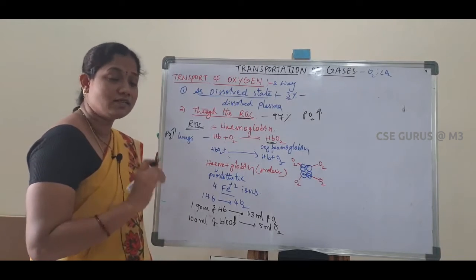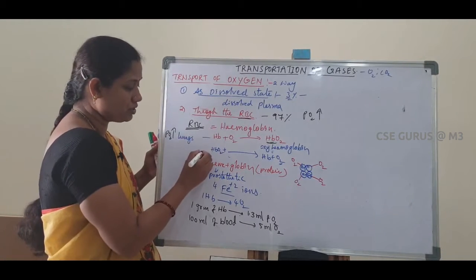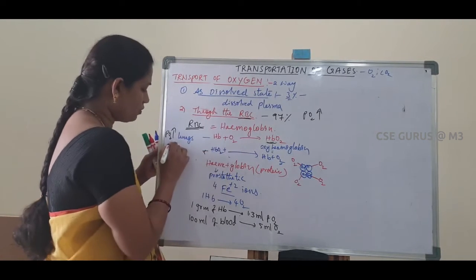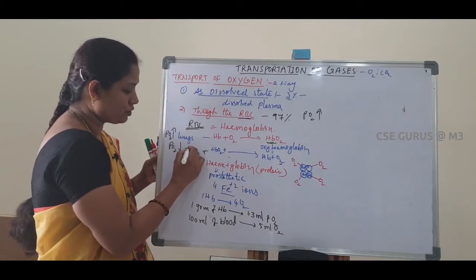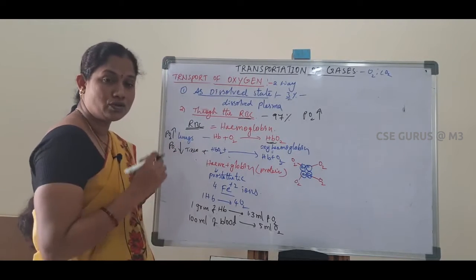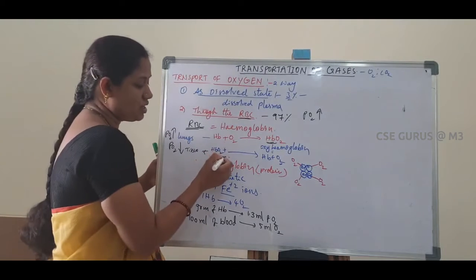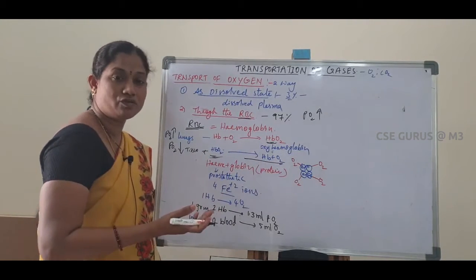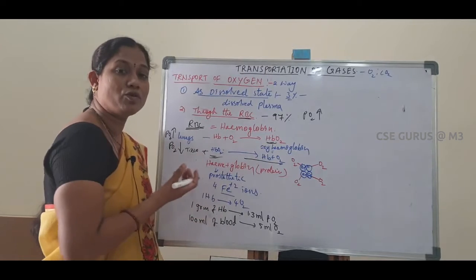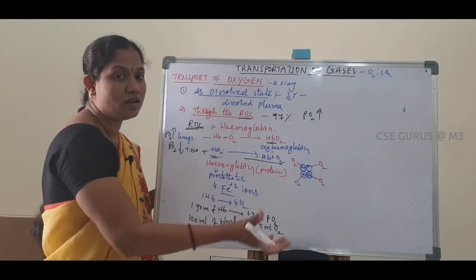Whereas in the tissue region, what will happen? In the tissue region, the partial pressure of oxygen is low. So that promotes the dissociation of the hemoglobin, which means hemoglobin releases the oxygen into the tissues.